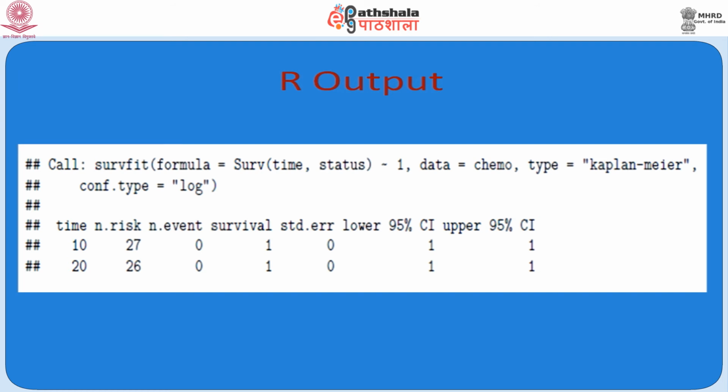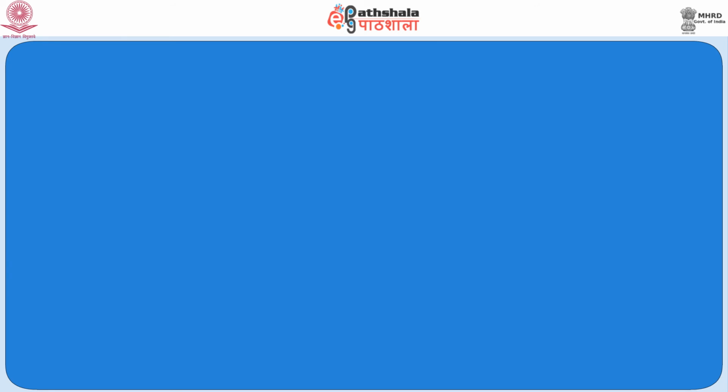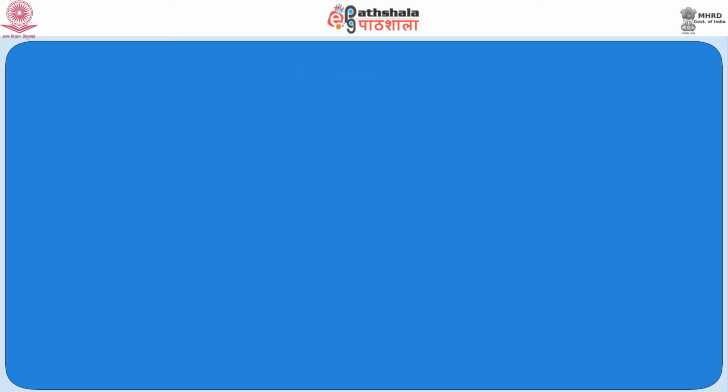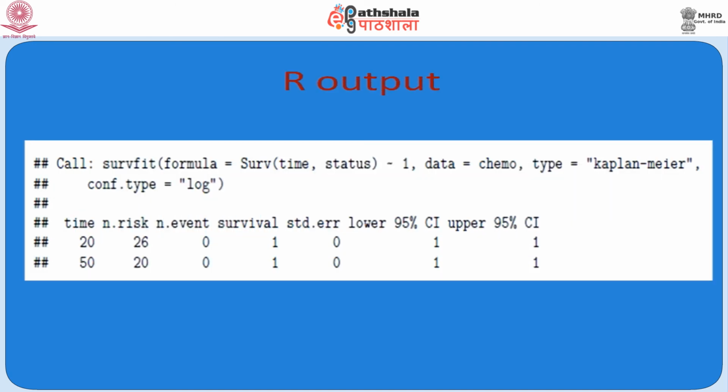This is the Kaplan-Meier estimate. Now going to the next code. Now we change our time point from 10 to 20 to 20 to 50 days. Now see the result. Again, no observations were found, and the same results are given here.